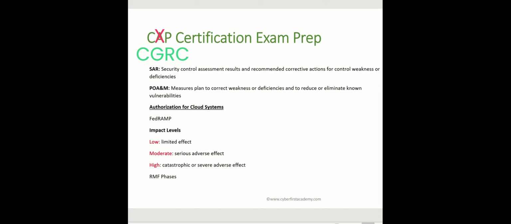Know that your impact levels are low, moderate, and high. Low is the key word here when you see the definition coming in form of a question. If you see a question that says, what is a low impact level, and you see limited effect in the description, know it's talking about low. If you see serious adverse effect, know it's moderate. If you see catastrophic or severe adverse effect, know it's high.